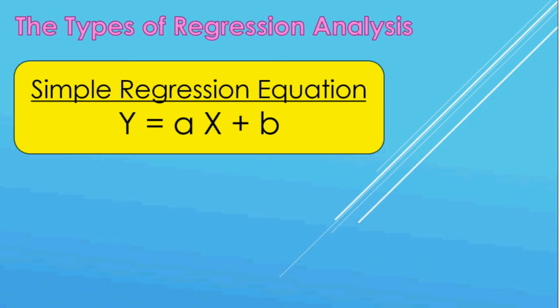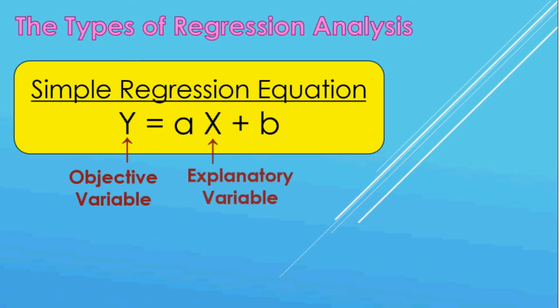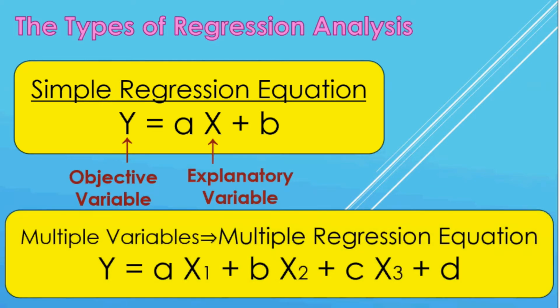Regression analysis is finding a regression equation to calculate the objective variable y. In the equation, the x's are called explanatory variables. When there is only one explanatory variable, it's a simple regression analysis. When there are multiple, it's a multiple regression analysis.